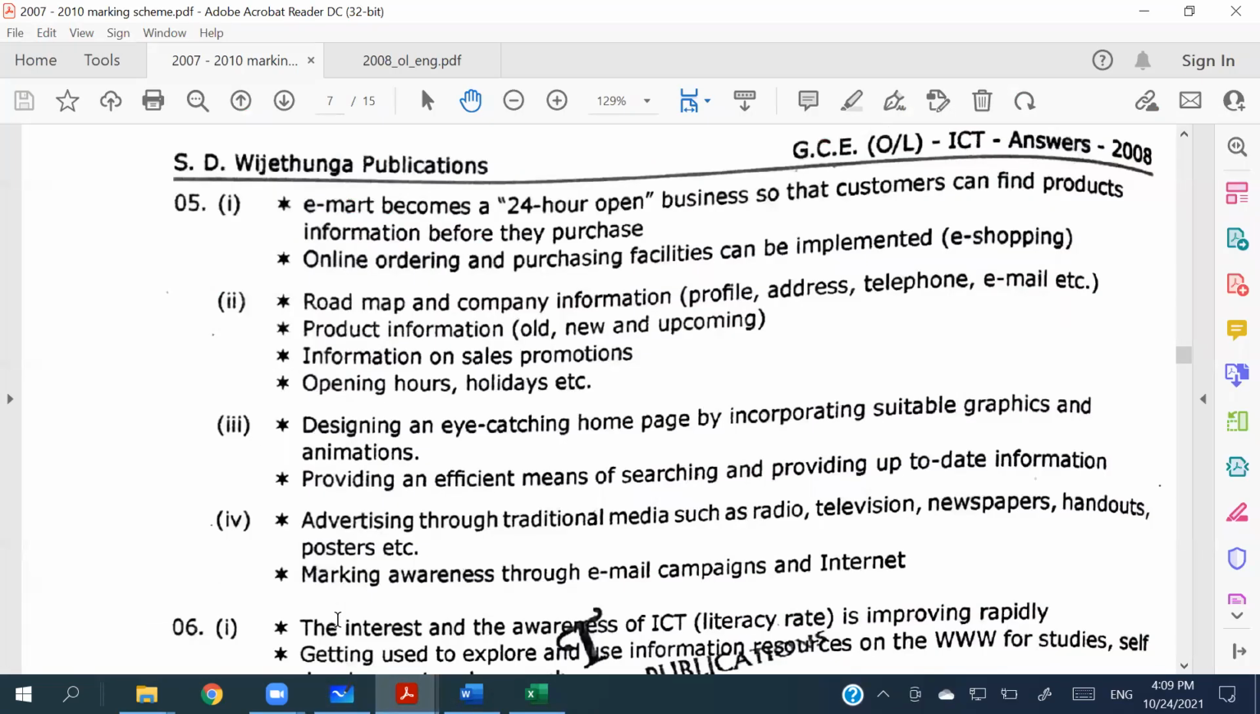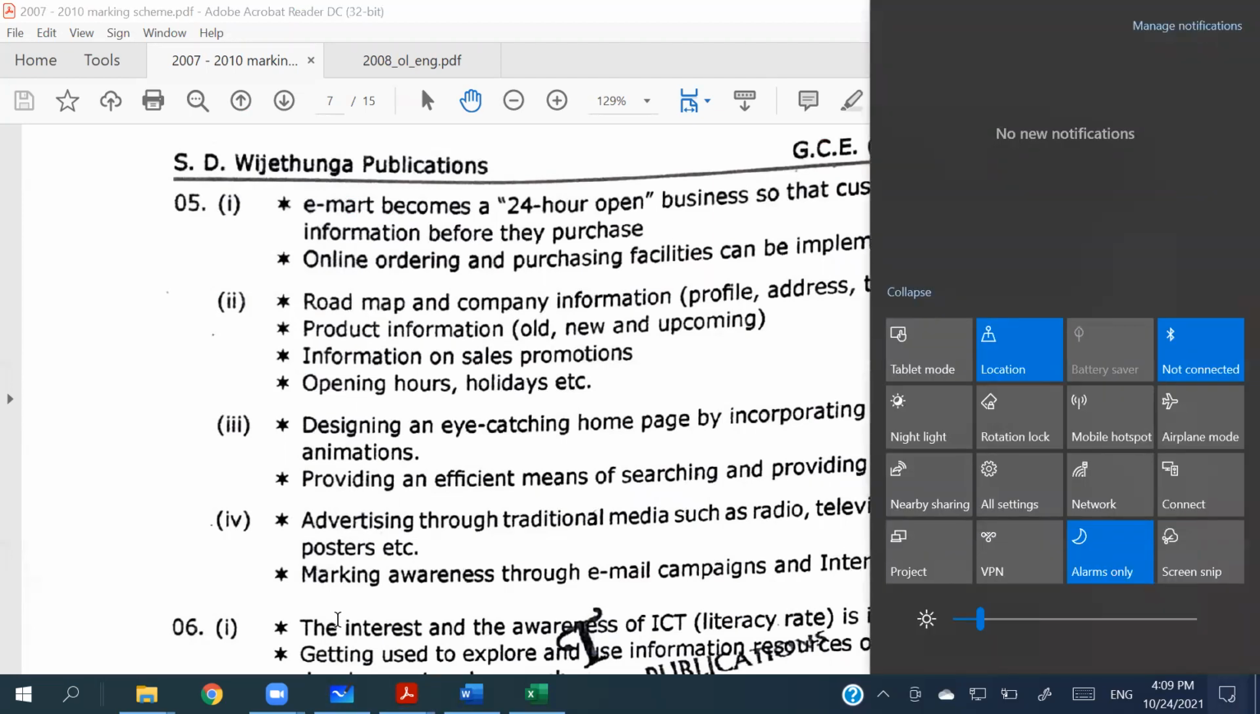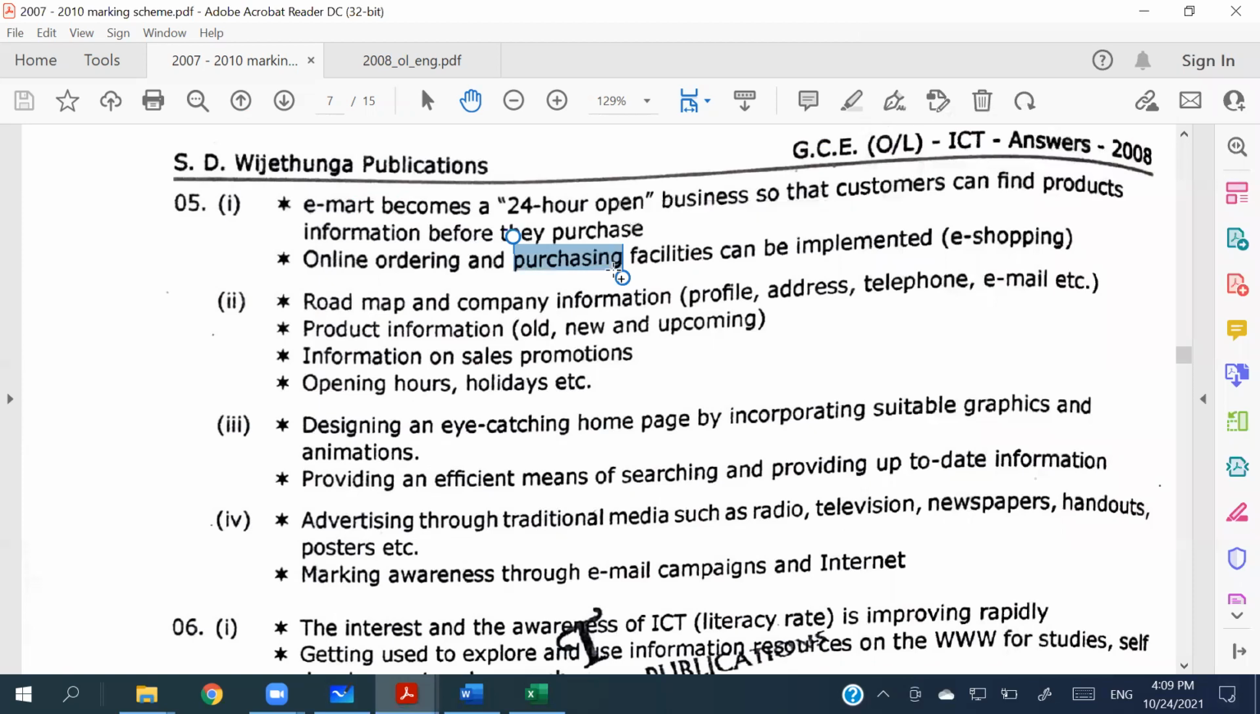So it can say design an eye-catching homepage by incorporating suitable graphics and animations, provide an efficient means of searching, and providing up-to-date information, right? Other than that, you can say implement a virtual assistant. So the people's frequently asked questions can be solved through that virtual assistant, right? So those kinds of things can be taken as the answers. Just see whether you got, and if you got anything alternatively, just let me know.